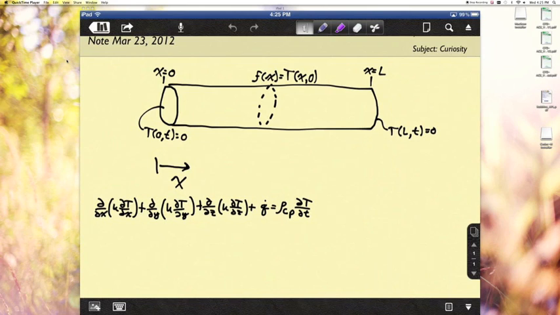So this is the basic setup. We have a bar of length L with, at x equals 0, a boundary condition where the temperature is equal to 0. And at length L, we have a boundary condition in which the temperature is equal to 0 as well. Now, as far as our initial condition is concerned, at time equals 0, the temperature is equal to some generalized function of x.